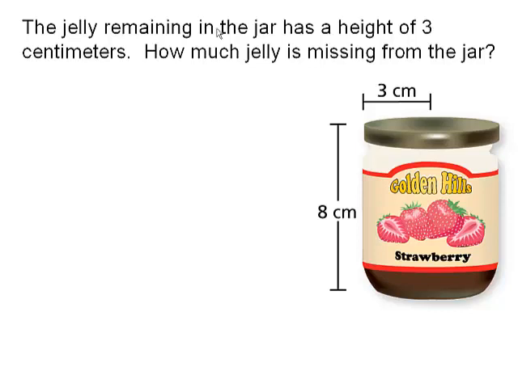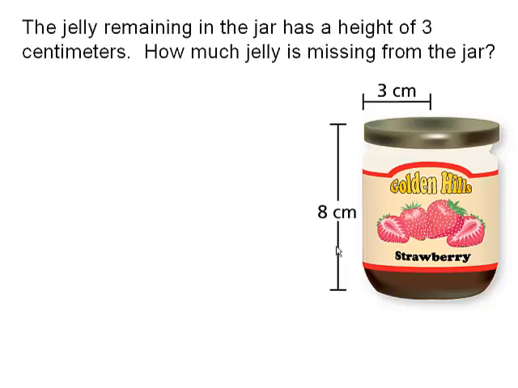The jelly remaining in the jar has a height of 3 centimeters. How much jelly is missing from the jar? Our jelly jar is a cylinder, and we know that it has a radius of 3 centimeters and a height of 8 centimeters. We also know that the remaining jelly in the jar has a height of 3 centimeters.